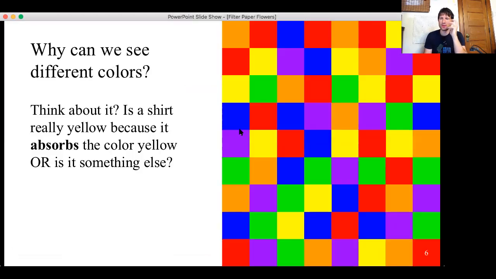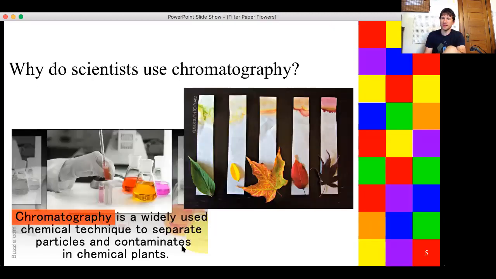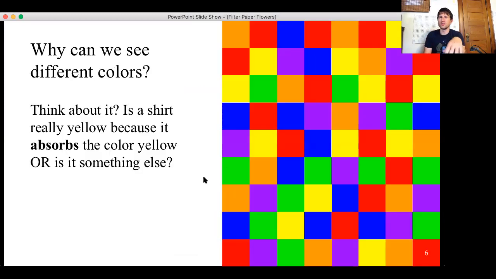All right. So when we think about how we see things, when we went back to this sheet here, we were able to see greens, yellows, oranges, reds, etc. We don't see the color because it's being absorbed. We see it because it's bouncing back off.